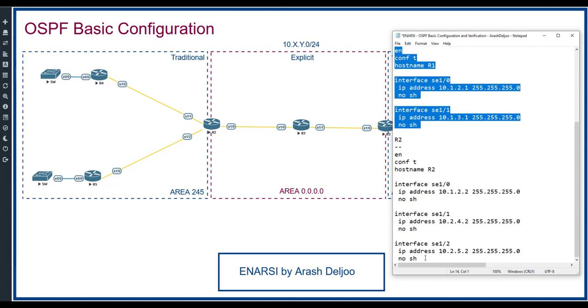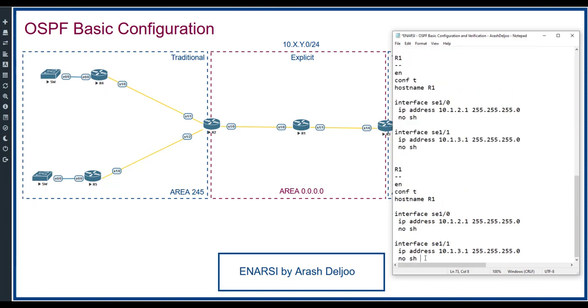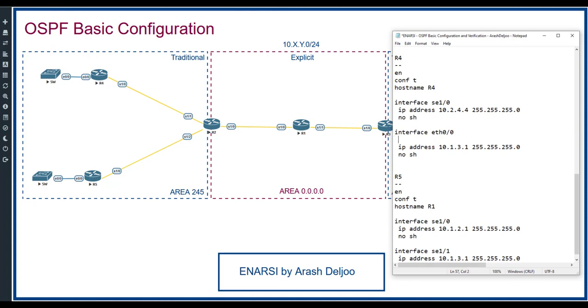Copy for router 4. This is for router 4, and this is for router 5. Here we have router 4, and here we have router 5. Okay, hostname is R4. In router 4, we have 2 interfaces. Serial 1/0's IP address is 10.2.4.4, 255.255.255.0, no shutdown. Then we have another interface Ethernet 0/0. Let me use duplex full in this interface. Then the IP address is 10.10.1.4, 255.255.255.0, and then no shutdown.